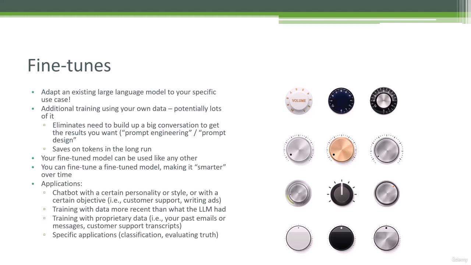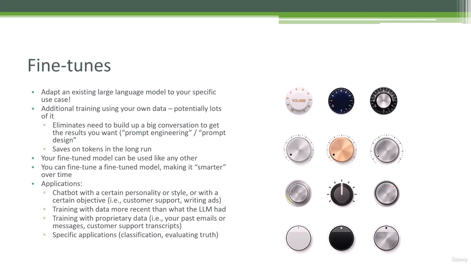There are some exciting applications of this sort of thing. We've talked about a few of these before, but one, you could have a chatbot that has a certain personality or a certain style or a certain objective. Like maybe its goal is to write ads, so you just feed it a lot of examples of good ad copy that converted well, right? And train it on that. Or you might want to just train it with data that's more recent than what it was originally trained with. So maybe you have access to data that's more current that you wanted to know about.